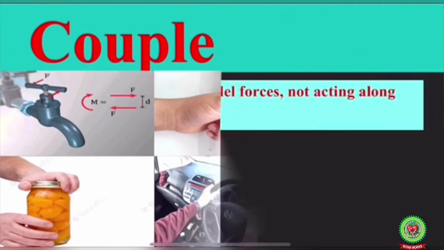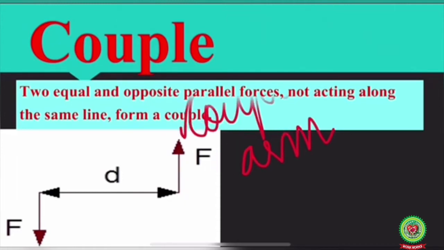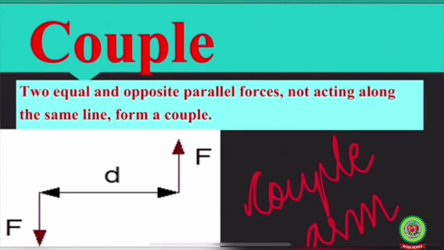So, a pair of two equal and opposite parallel forces not acting along the same line form a couple. Here is a diagram. This is a force acting upward and the same magnitude of force is acting downward. This is the perpendicular distance between two forces. The perpendicular distance between two forces is also known as couple arm.